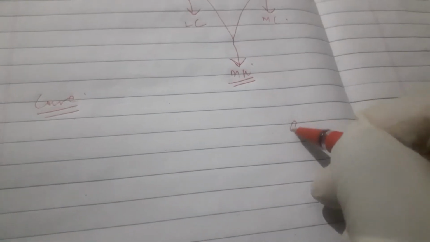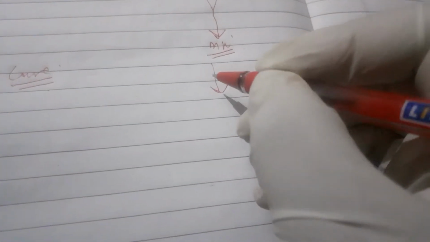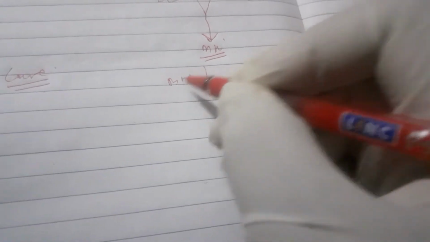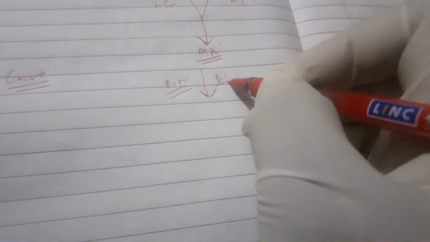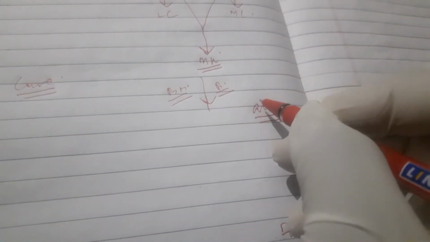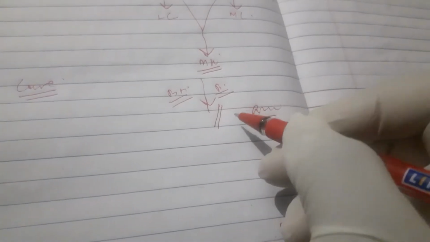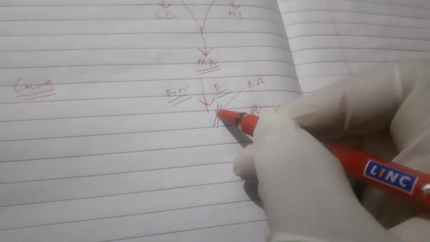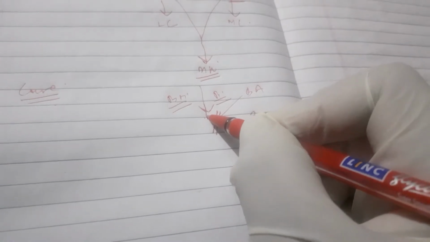Median nerve in arm, median nerve in forearm, median nerve in hand. In the arm, it starts its journey from the axilla and runs in between the biceps brachii and the brachialis muscle. Then it is related to the brachial artery. Suppose this is the brachial artery. The median nerve is lateral to the brachial artery.